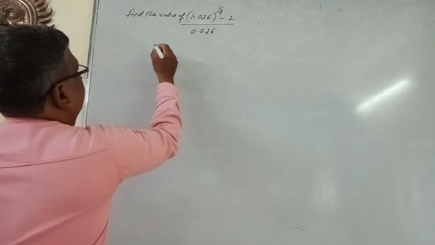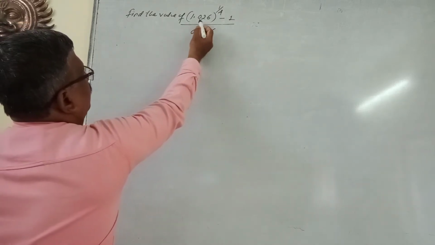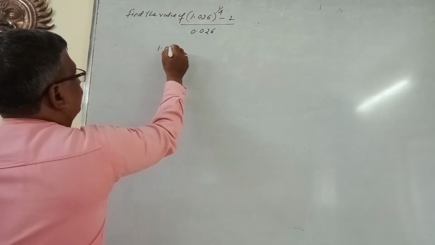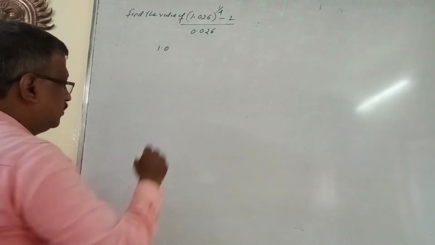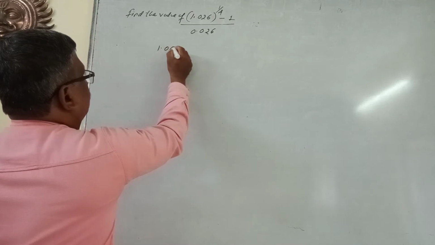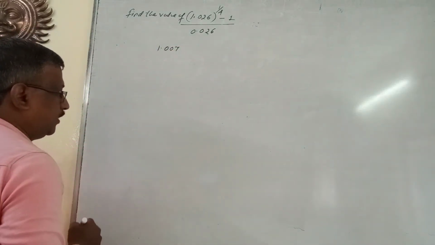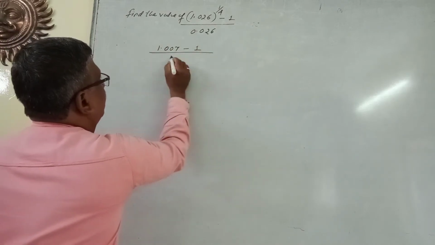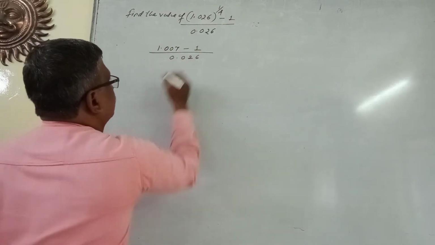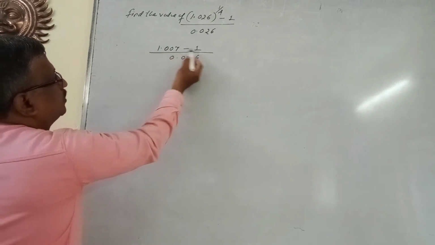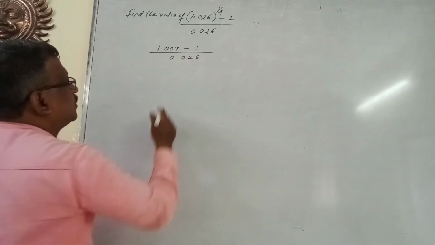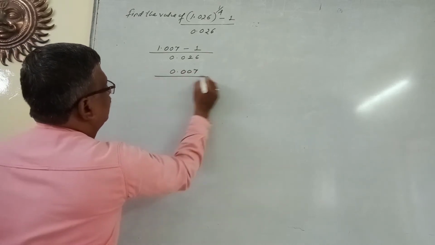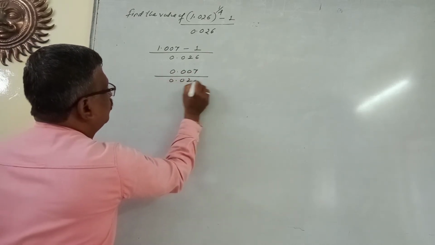So let's put this value here. In place of 1.026 raised to 1/4 we have to write 1.007, right? It comes to 1.007 minus 1 divided by 0.026. Now from 1.007 we can easily minus 1, so it comes to 0.007 divided by 0.026.